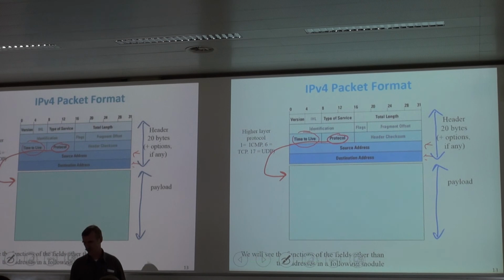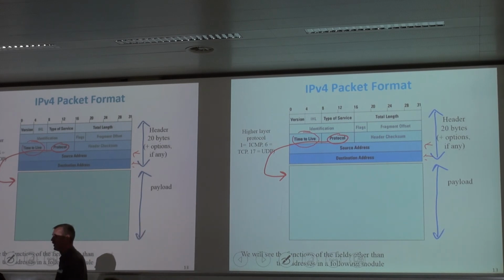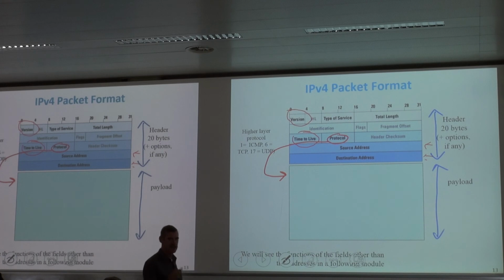So the first thing I should have mentioned: in IP, why is it called IPv4? Well, because before that there were 3 experimental versions, version 1, 2, 3, and there's a version number in the header. But don't expect to see version 6 in the header.